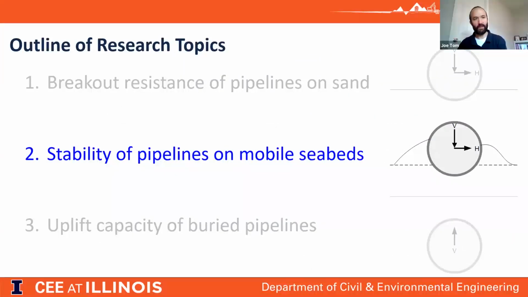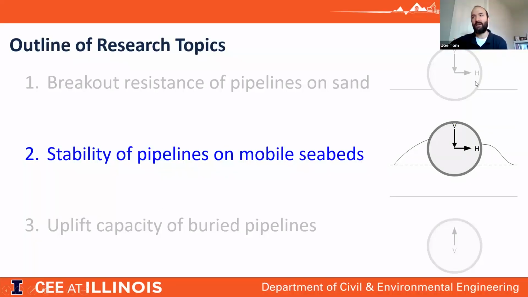So let's build on that a bit and think about how we can then do those sorts of calculations to explore the stability of pipelines on mobile seabeds. When I say mobile seabeds, as I mentioned before, a mobile seabed is one that is sediment. The sediment is actively being transported due to the environmental conditions. And so that means that the geometry is changing.